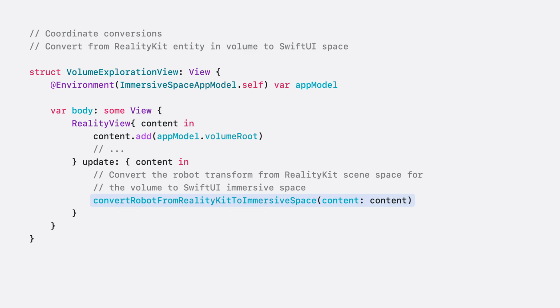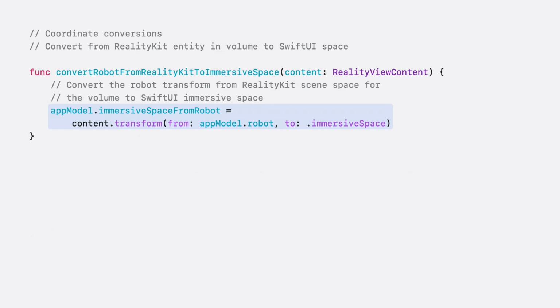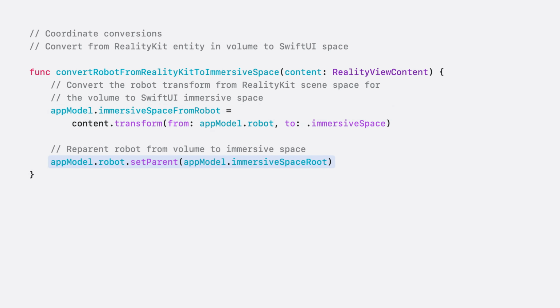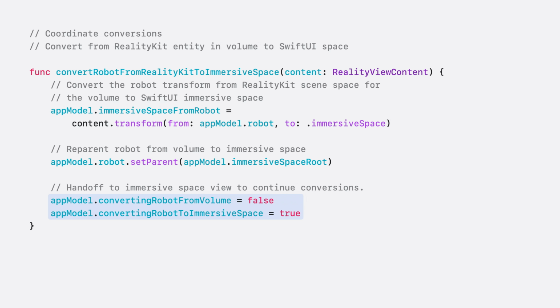In the update closure of my Reality View, I call out to my first convert function. Here, I convert the robot's transform from local RealityKit scene space for the volume to SwiftUI's immersive space. Then, I store the converted transform in the app model for later use. I then reparent the robot from the volume to the root entity of the immersive space. With the robot reparented and the transform to take the robot from the volume calculated, I mark the conversions from the volume view as completed. I'll continue the conversions in the immersive space view.